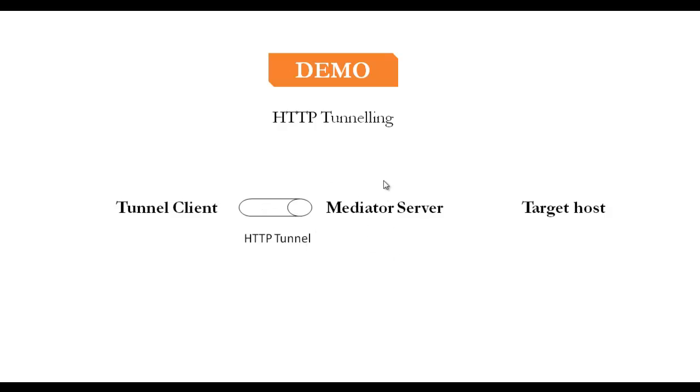Now this mediator server unwraps all the actual data which is received from this tunnel client before forwarding it to the target host. And when it receives the data from the remote host or the target host, it wraps it in the HTTP protocol, and then it will send it as the HTTP response to the tunnel client. So this is how HTTP tunneling works.